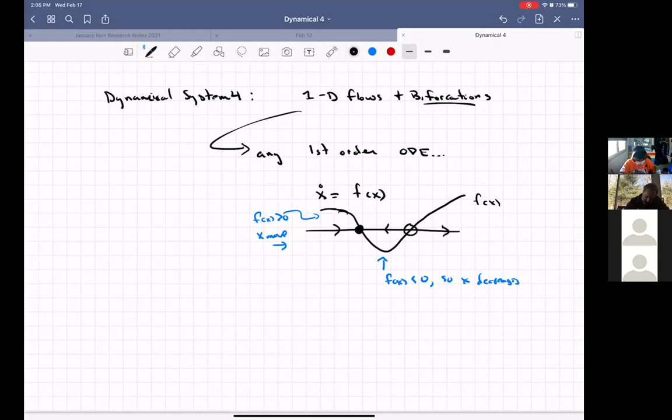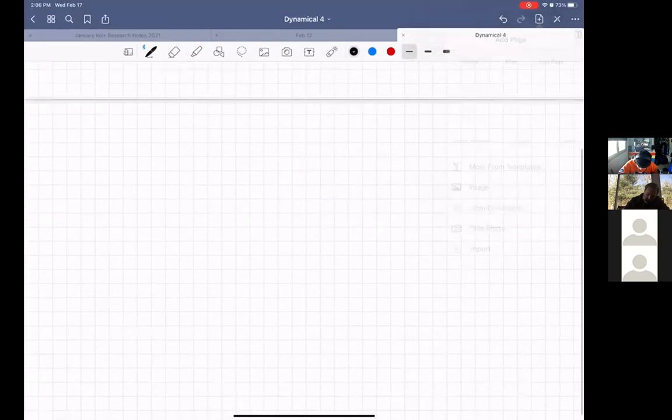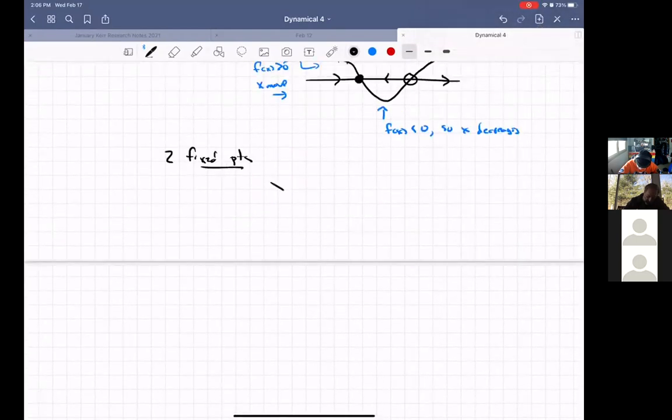And so we say that we have two stable, or excuse me, we have two fixed points. A fixed point is any point for which x dot is equal to 0, or f of x star is any value x equals x star where f is equal to 0. And then we have one that's stable. The stable fixed point has flow that moves towards it on both sides, and one unstable fixed point, the flow moves away on both sides.